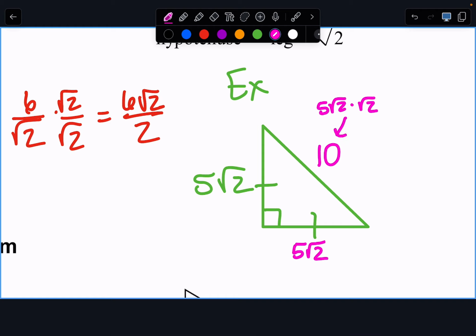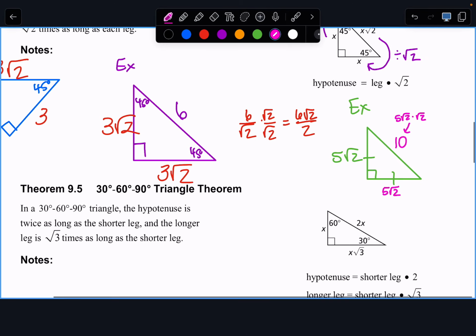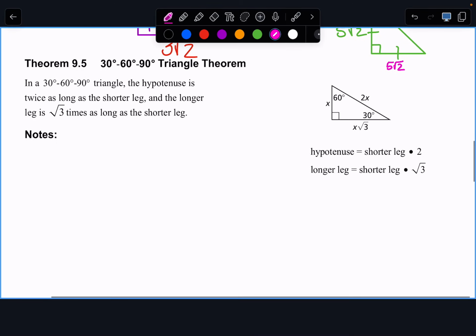Okay. Now, that is the simpler of the two special triangles. Let's talk about our second special triangle, our 30, 60, 90. Okay. In a 30, 60, 90, we have the hypotenuse is twice as long as the short leg. And the long leg is radical 3 times the short leg. So first of all, the short leg is the most important, okay?